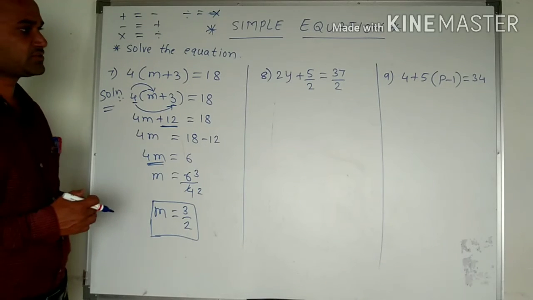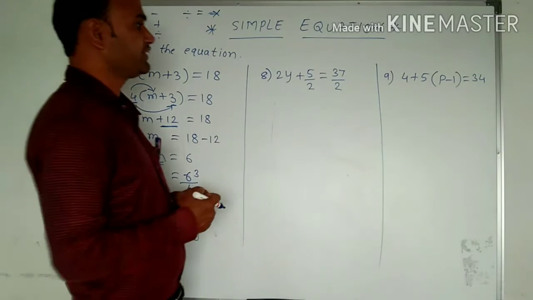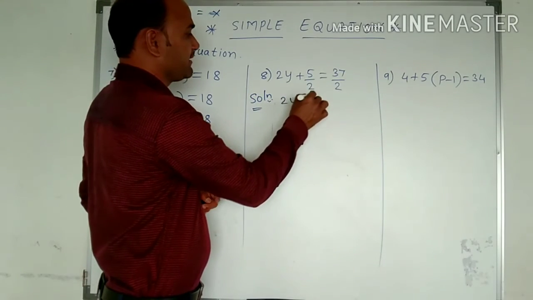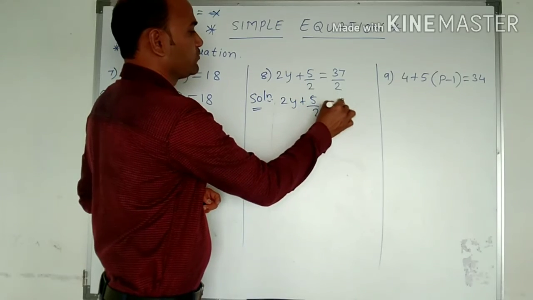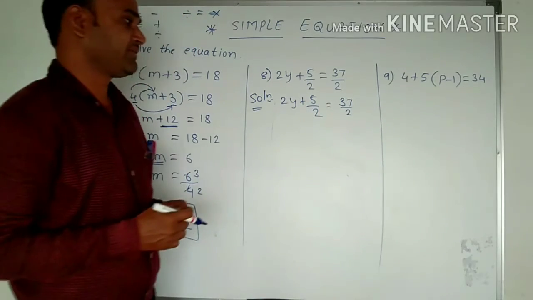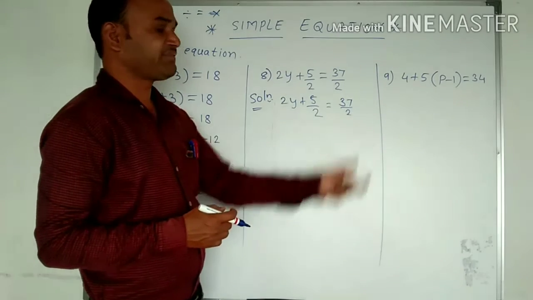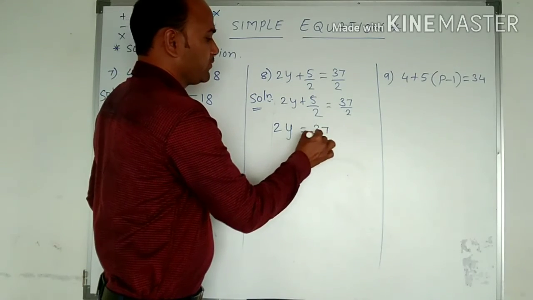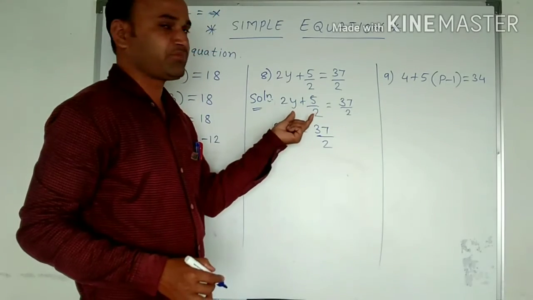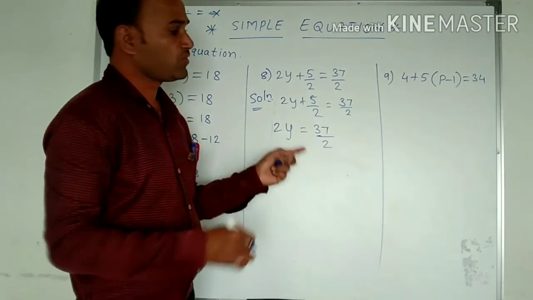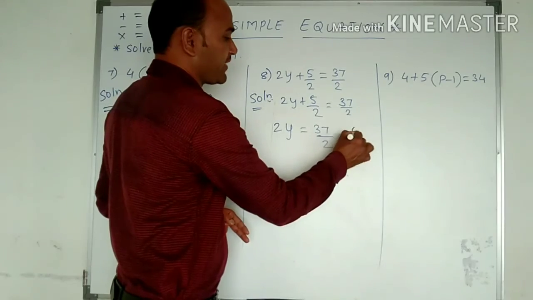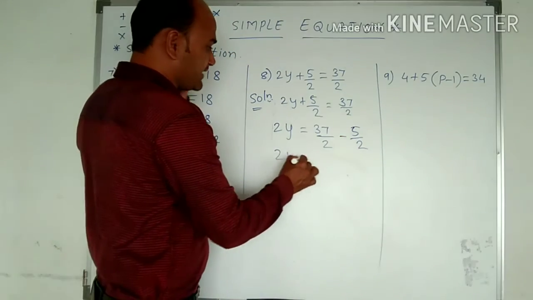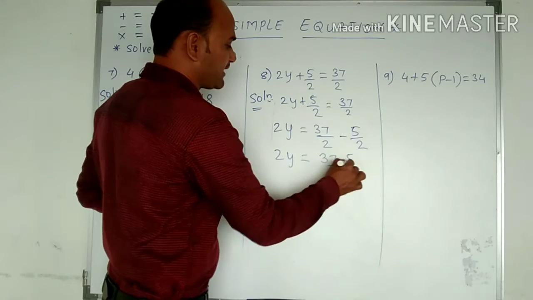Now let me move towards the next equation and how to solve it. Here there are two rational numbers. We have to transfer them first. Here 5 upon 2 we have to transfer to that side. Here 2y I let it as usual, 37 upon 2 is there, and here plus 5 upon 2 is there. After the transposal it gets minus 5 upon 2. So 2y is equal to 37 minus 5 divided by 2.